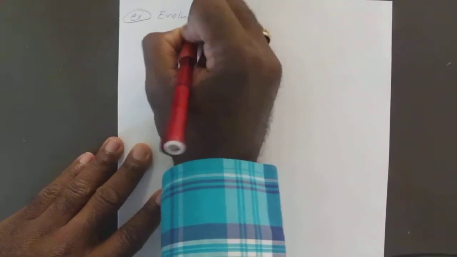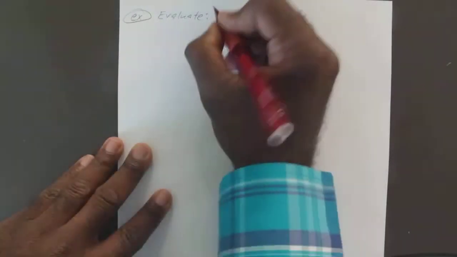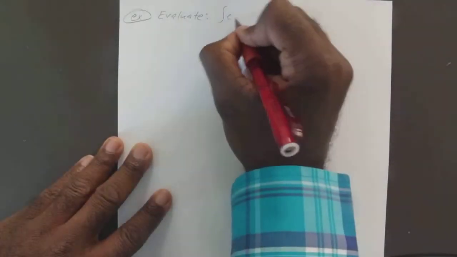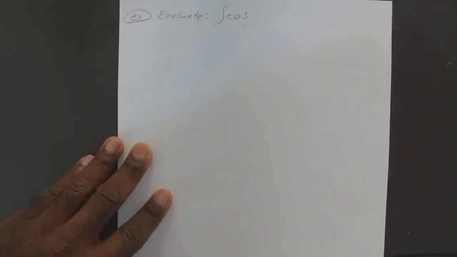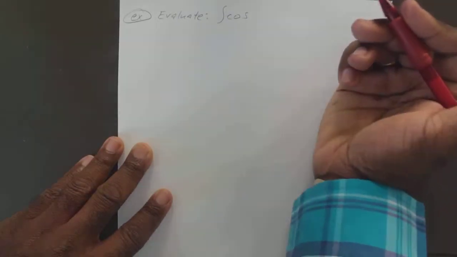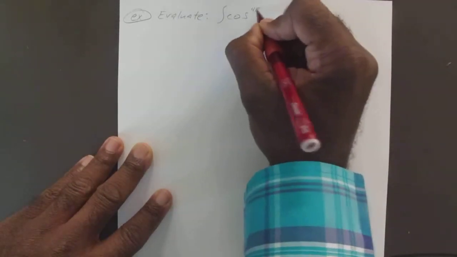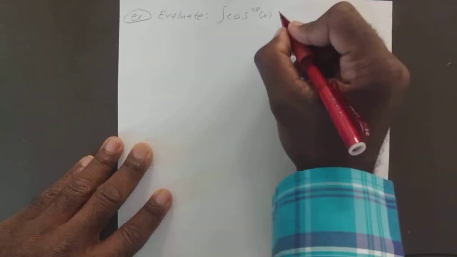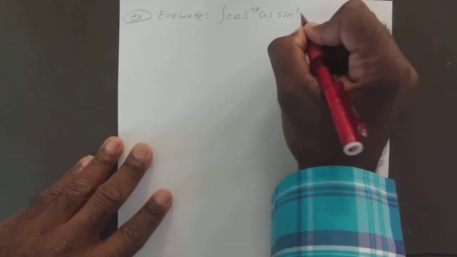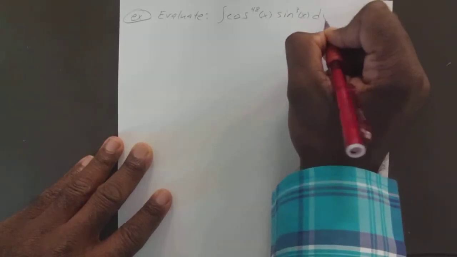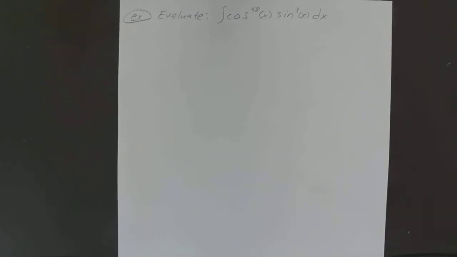If we wanted to evaluate the integral of cosine to the, let's say, which would be a good one, 48x, sine of 3x with respect to x. Cosine to the power of 48x, sine to the 3rd x, with respect to x. Same approach, you're going to pick the odd exponent.